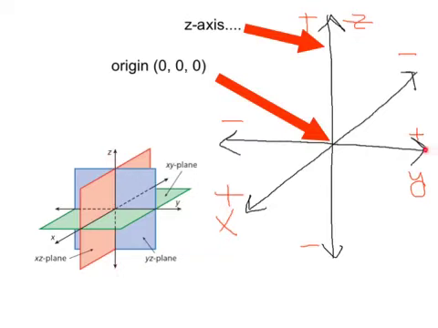Our y-axis, positive y, negative y. Our z-axis, which is positive z, negative z. And our x-axis comes straight out at us. Pointing towards our face is the positive, and pointing towards the back is the negative. The origin is 0, 0, 0. That's your triple pair, ordered triple. It's called x, y, z.